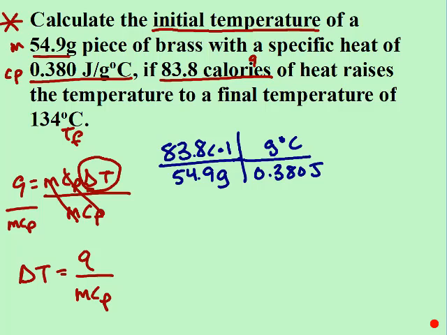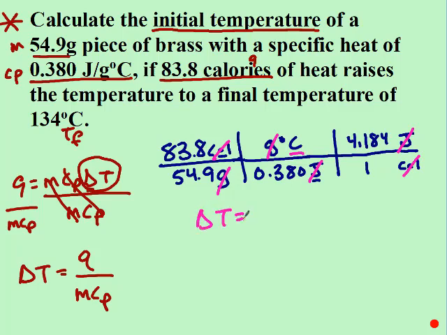I cancel my units. Grams cancel. These two are not canceling, so I need an extra step. I'm trying to get rid of the joules, so I put joules on top. I'm trying to get rid of calories. Calories should go on bottom. Remember that 1 calorie is equal to 4.184 joules. So now my calories cancel, my joules cancel, and I'm left with degrees Celsius. So my change in temperature is equal to, I need to multiply 83.8 times 4.184 divided by 54.9 divided by 0.380. So plug that into the calculator.